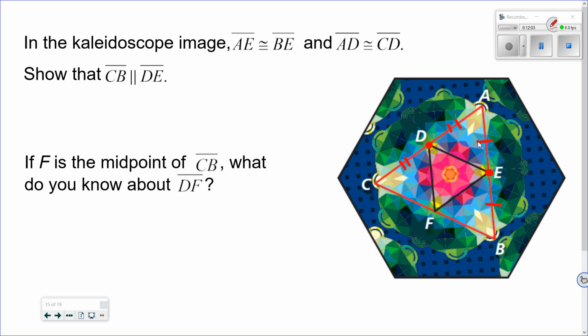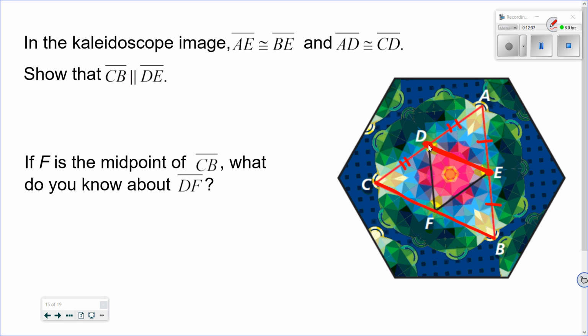It wants me to show that CB has to be parallel to DE, what we're looking at there. So once you get to that point, if we know that DE is a mid-segment because those are both midpoints, that means it has to be parallel to the third side. That is what our mid-segment theorem says: if it's a mid-segment, which we know that one is, it has to be parallel to the third side.